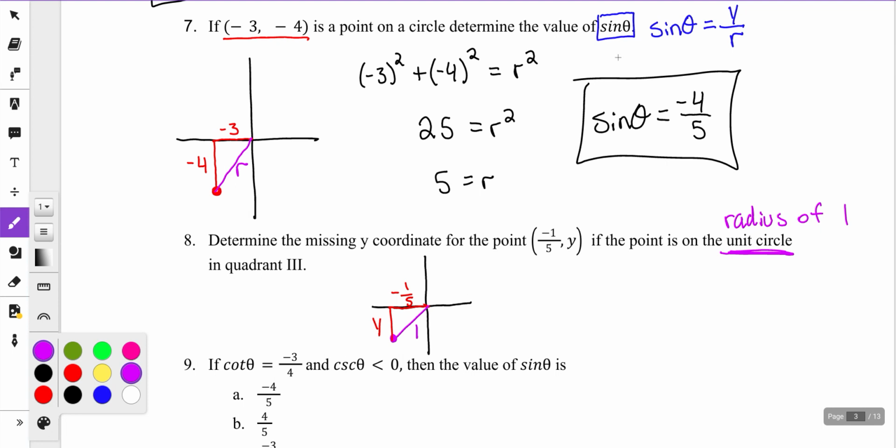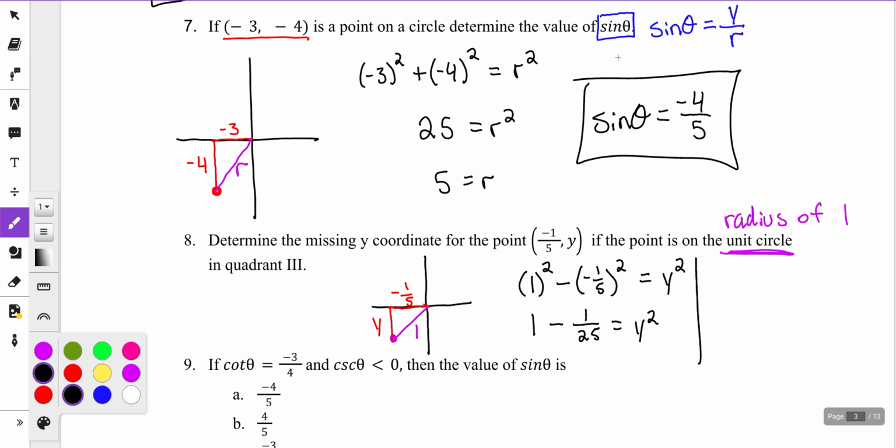From there, some Pythagorean theorem. In this case, we're doing 1 squared minus (-1 over 5) squared equals y squared. Make sure you put brackets around your -1/5. Okay, so that will end up being 1 minus 1 over 25 equals y squared. That means if you put it in your calculator with brackets, you have 24 over 25 equals y squared.